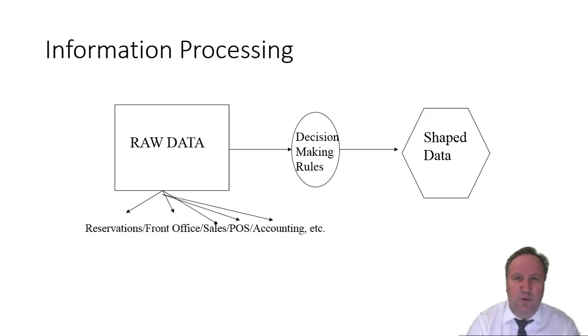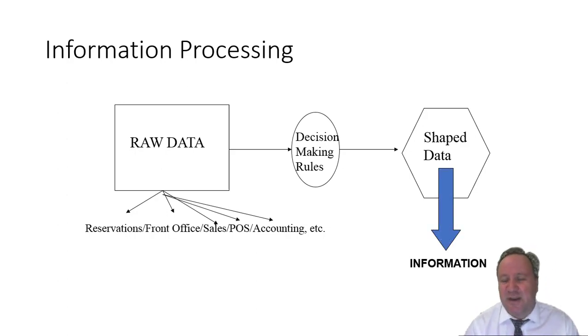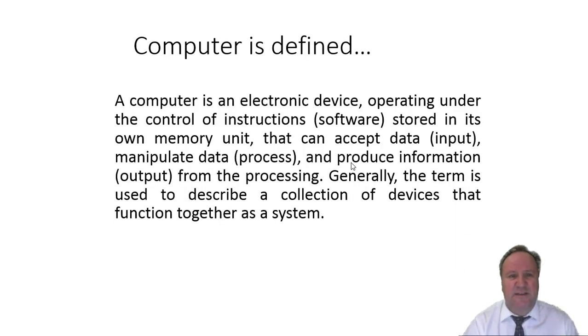So once I get that information, this becomes what we call shaped data. It goes from raw data into shaped data, which then I call information. So this whole process happened with the help of computers. These decision-making rules, for example, the definition of occupancy, or we can also make other decisions based on that one, for example, RevPAR, revenue per available room, etc.